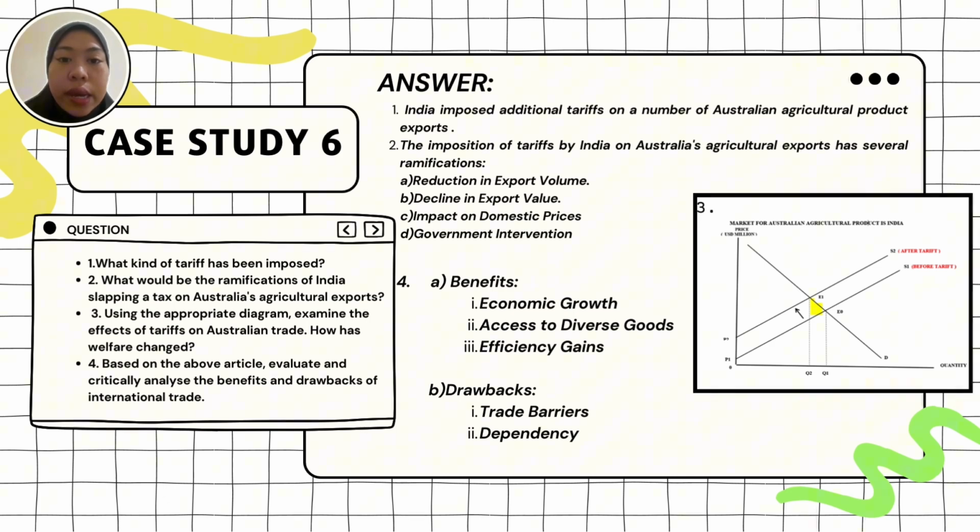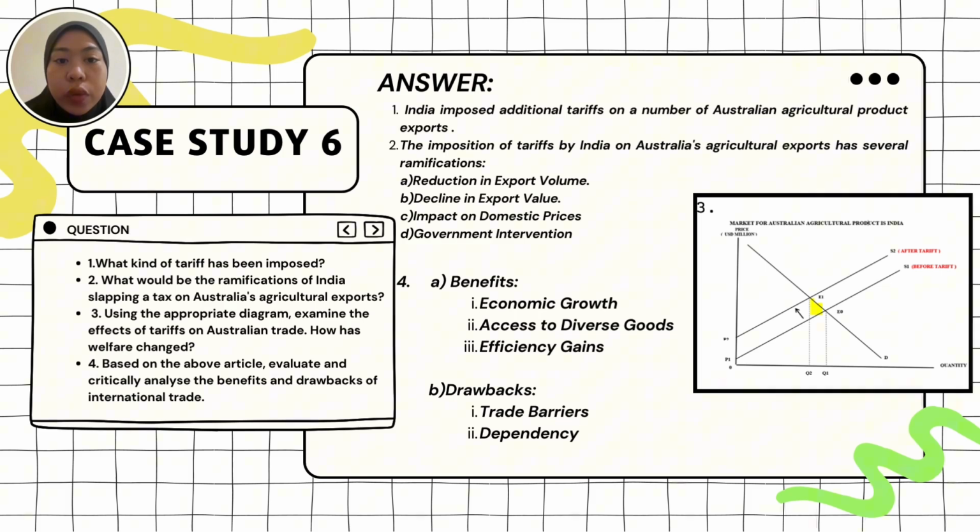B, decline in export value. The value of fresh fruit export, particularly cherries and apples, has decreased substantially, impacting the revenue generated from these exports. So C is impact on domestic price, which is the producer price index for fresh fruits and melons in Australia has been affected with a notable decline in price, especially for plums.